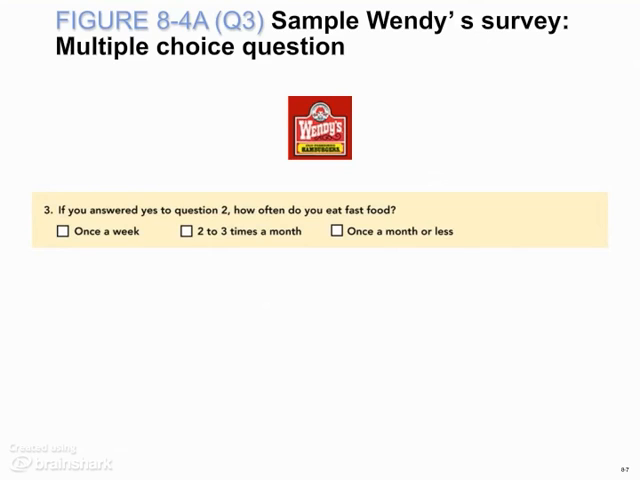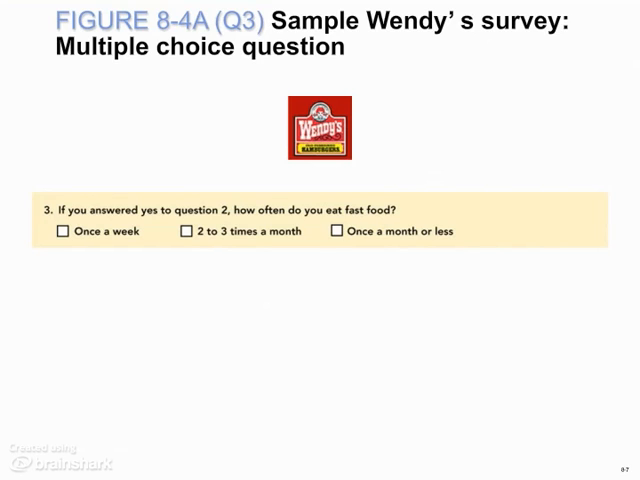Figure 8.4a focuses on question 3 from the sample Wendy survey and is a multiple choice question. It's exactly the same type of question you guys see on tests and quizzes. And basically what it is, it requires respondents to select one or more response options. So, unlike a test or quiz where you're required to select one answer, a multiple choice question on a survey can require the respondent to select only one choice, or they can select multiple choices if given the option.